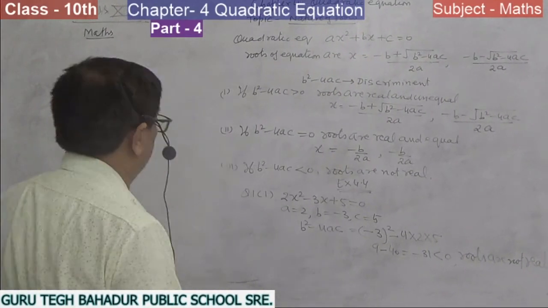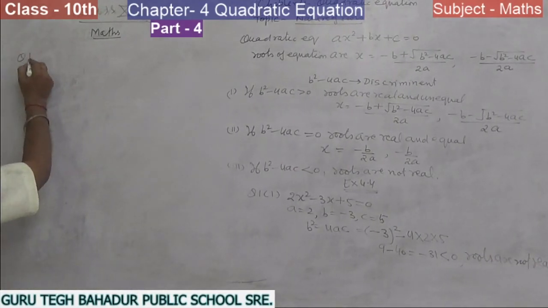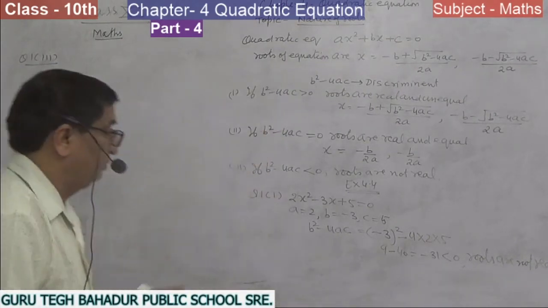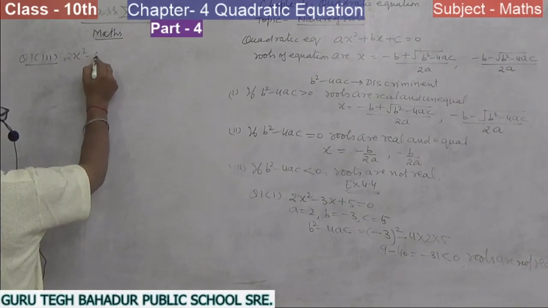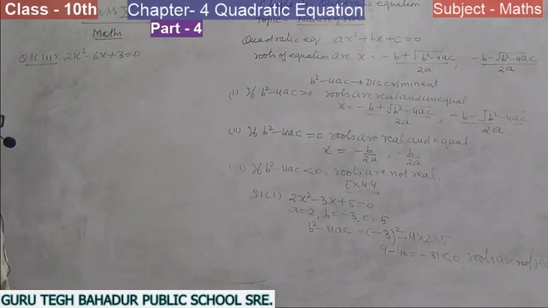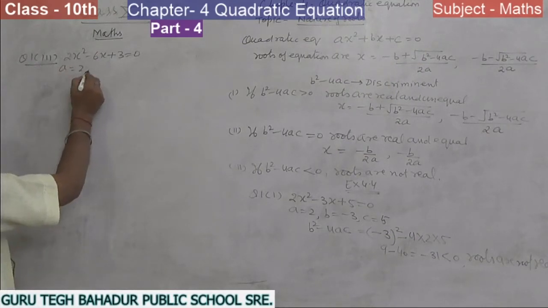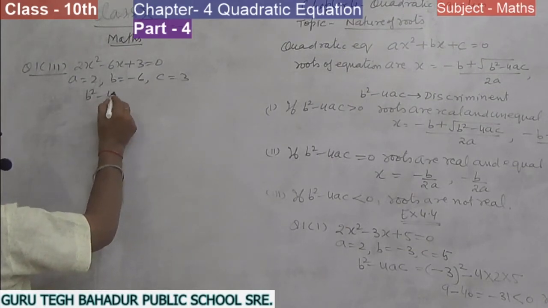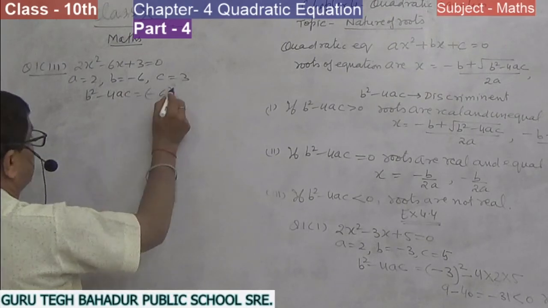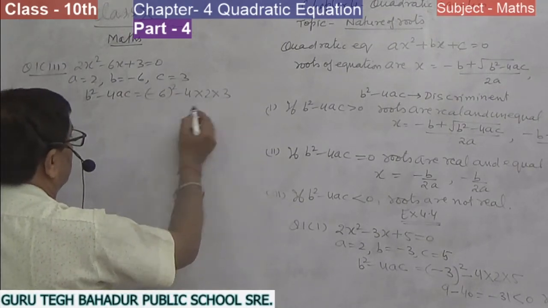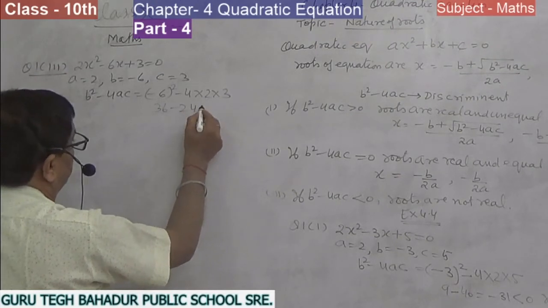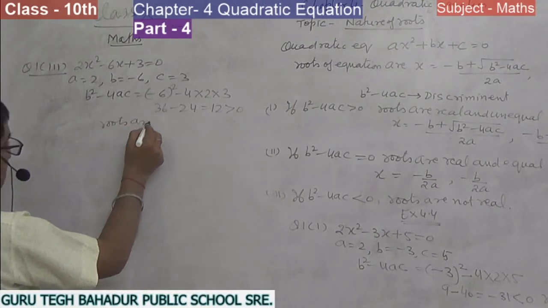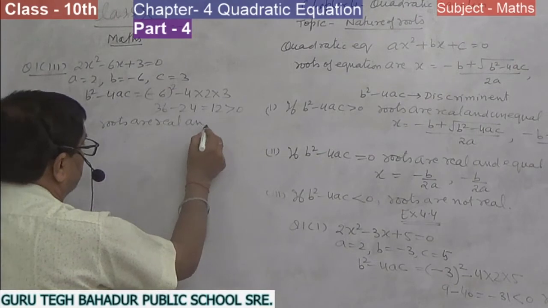See the third part of question first. 2x square minus 6x plus 3 is equal to 0. a is equal to 2, b is equal to minus 6, c is equal to 3. b square minus 4ac is minus 6 square minus 4 into 2 into 3. 36 minus 24, that is 12, greater than 0. Roots are real and unequal.